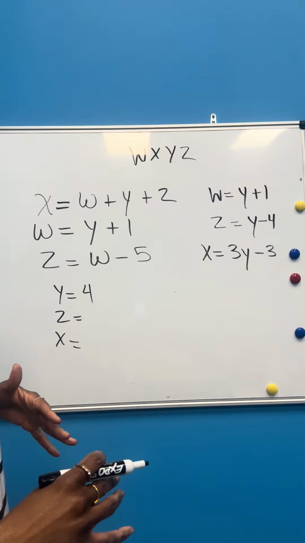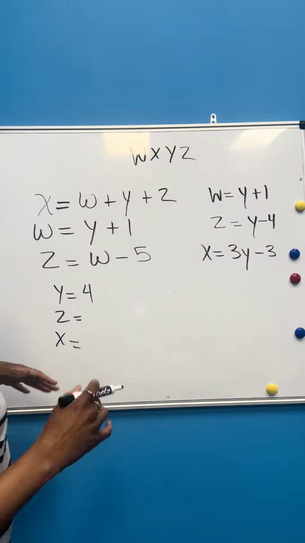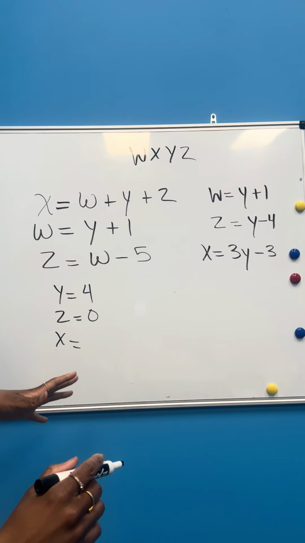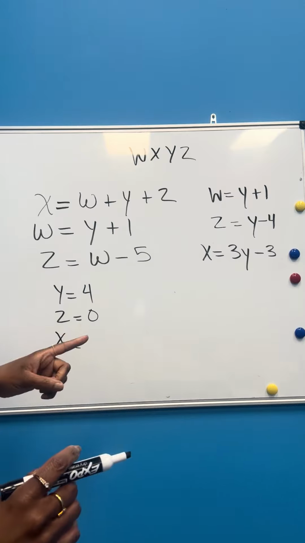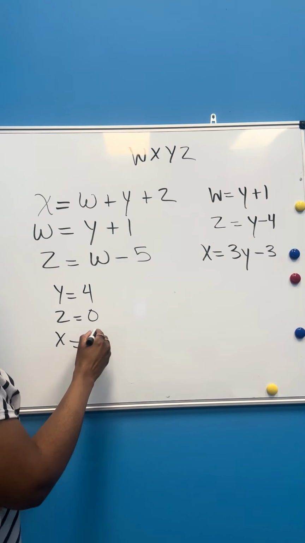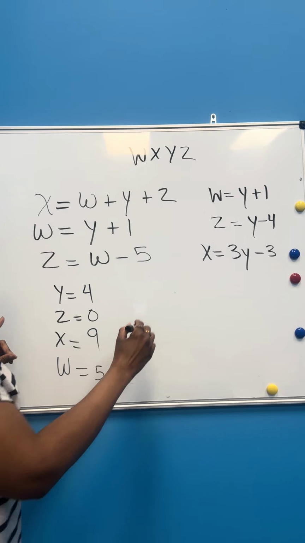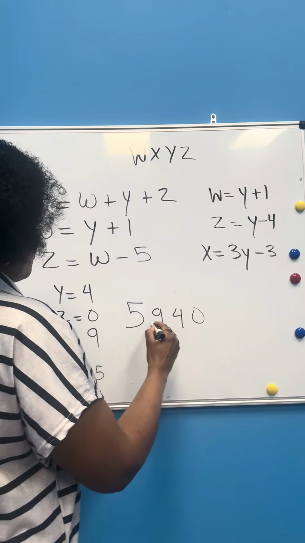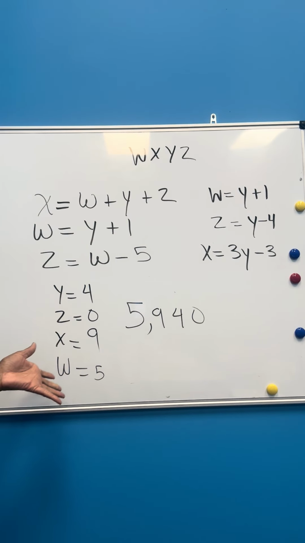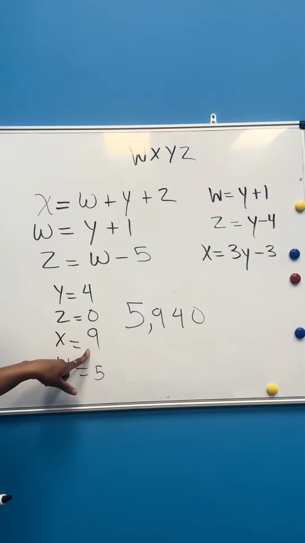So we're just going to bring it down. So if y equals 4, z would be 0, which is okay, and x would be 3 times 4, which is 12. 12 minus 3 is 9, and that's okay, and w would be 5. So our number would be 5,940, and that's the only one that will work because we need that x to be a number that's less than 10. So it has to be between 0 and 9.